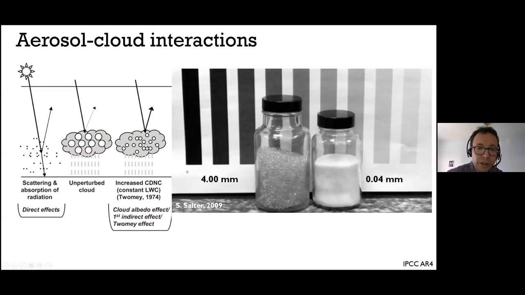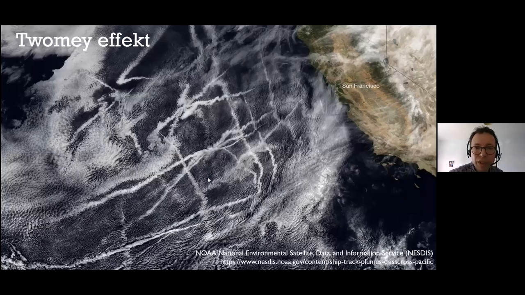You can see this here in this example of glass beads, where we have large glass beads corresponding to these unperturbed clouds, and then these small glass beads, which correspond to this perturbed cloud, where the aerosol particles led to these smaller cloud droplets. And we can see just from this simple experiment that those clouds are much brighter. Well, if this were the cloud analogs, we can see this in nature as well.